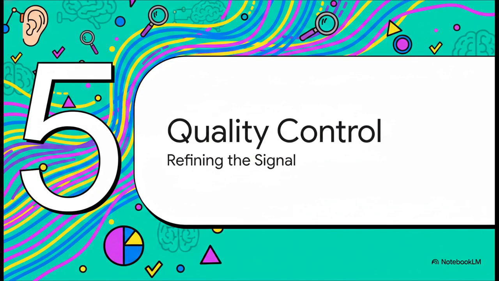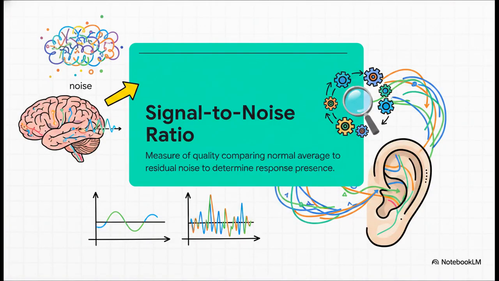Moving to Section 5, Quality Control and Averaging, Refining the Signal. To completely avoid misdiagnosis, we have to constantly measure the statistical quality of our recorded waveform. We rely heavily on the signal-to-noise ratio, or SNR. Modern systems calculate a residual noise estimate, often by taking half the sweeps, subtracting the other half, and just analyzing what random noise is left over. By comparing our actual average response to this estimated noise variance, we can mathematically confirm, are we looking at a true neural response, or is it just artifact?